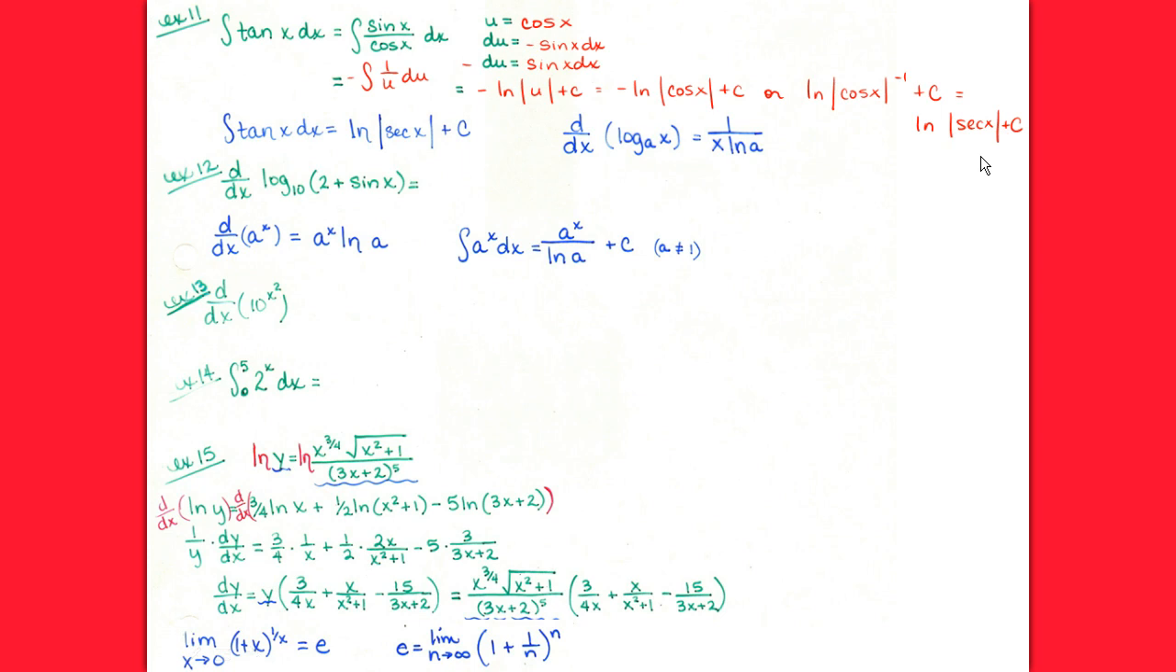And we actually just proved the integration of tangent formula that they give me on page 439. So we discovered it before they gave it to us. And that could also be considered a proof of it. So integration of tangent is going to be the natural log of the absolute value of secant x plus c.